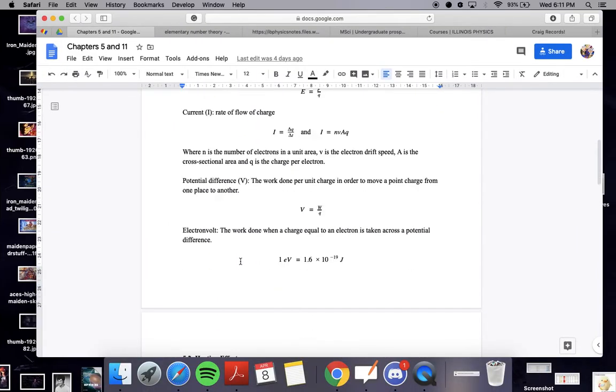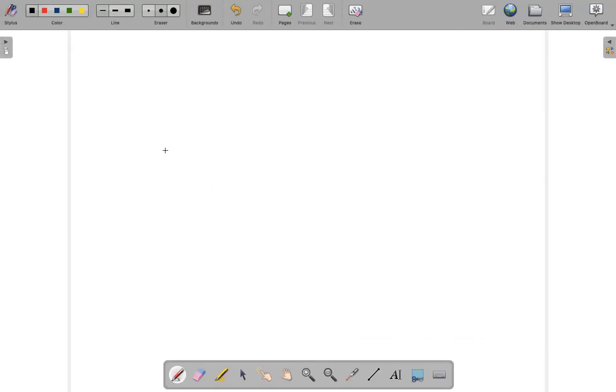Now moving on. Current. Current is simply the rate of flow of charge. Now current can be defined by two equations. One is the change in charge over the change in time, and the other one is the current equals the product of the number of electrons in a unit area, the electron drift speed, the cross-sectional area, and the charge per electron. So just to write it out a bit clearly, it might be a bit too small on my computer. So I equals change in charge over change in time.